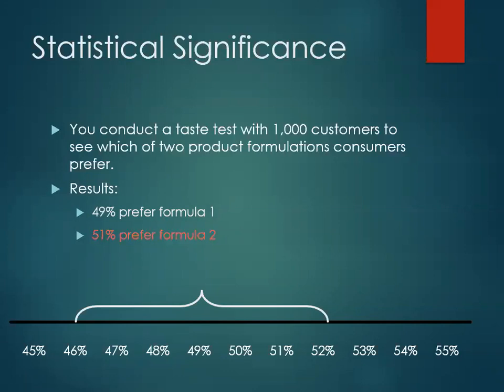This is our estimation of how much sampling error exists in our sample. This means that we are 95% confident that the true population level preference for Formula 1 falls between 46 and 52%. So this is our best estimate, given our sample size and the results that we found. We can do a similar thing for Formula 2. We're 95% confident that the true population preference for Formula 2 falls between 48% and 54%.